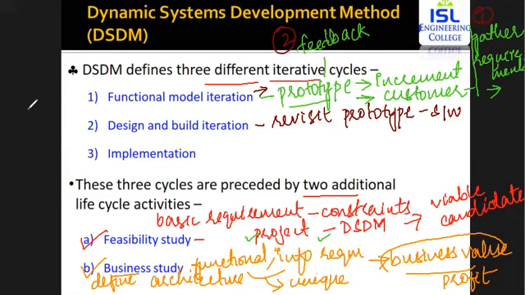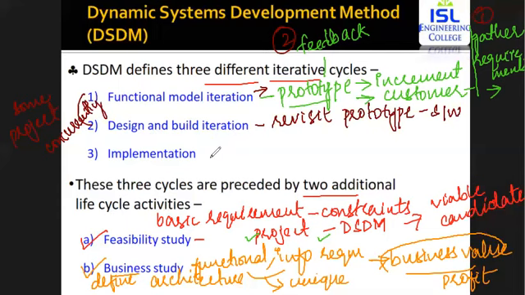Now for some projects, the design and build iteration and the functional model iteration are going to occur concurrently. That is, you're going to design a prototype, and as the prototype is being built, you gather the feedback. Those changes will be made concurrently in the main software. So for some projects this is going to happen concurrently, or else first the functional model iteration is going to take place, then the design and build iteration is going to take place.